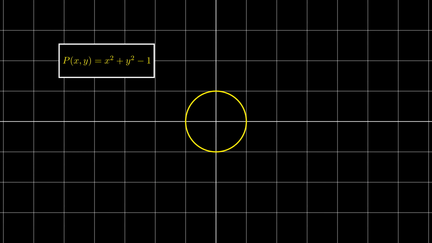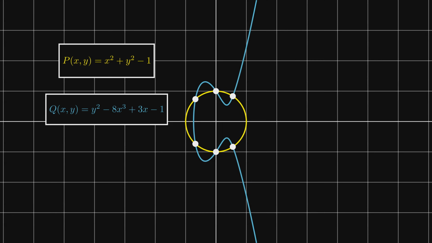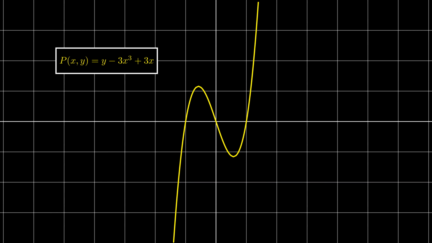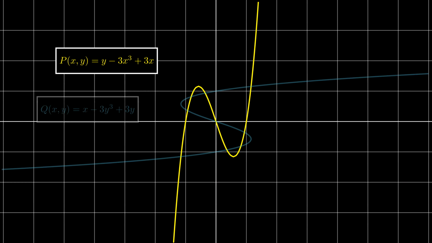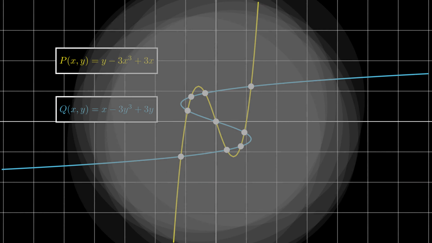Now, in place of the other line, put this curve, y squared minus 8x cubed plus 3x minus 1 of degree 3. Now we have a curve of degree 2 and a curve of degree 3. They intersect at 6 points. Finally, take these two curves of degree 3, y minus 3x cubed plus 3x and x minus 3y cubed plus 3y. They intersect at 9 points.